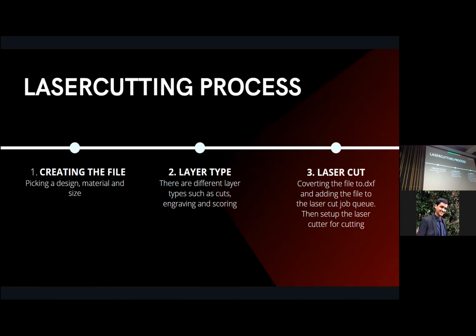Alright, so the laser cutting process is fairly simple. The idea is you're just creating a 2D vector or a 2D DXF file. You're creating whatever design you want, and then you're going to go into the lab and get that design onto the university's laser cutters. So the design process is you just creating a file, whatever design you want, whatever material you want, and whatever size you draw up. You'll change the layer types of each line to the defined laser cutting machine's layers.